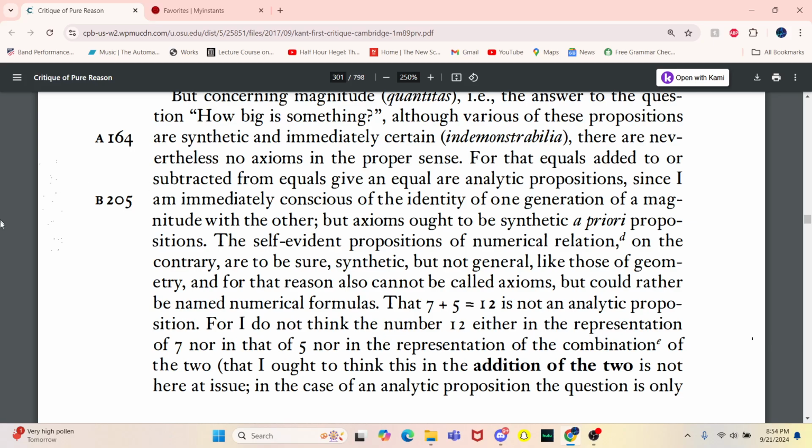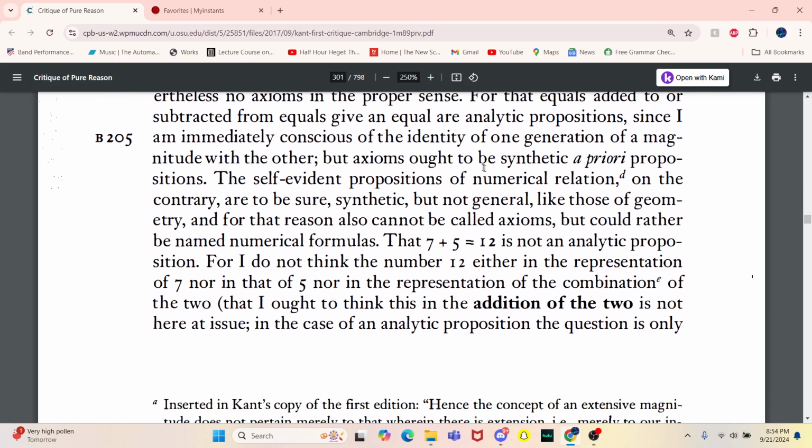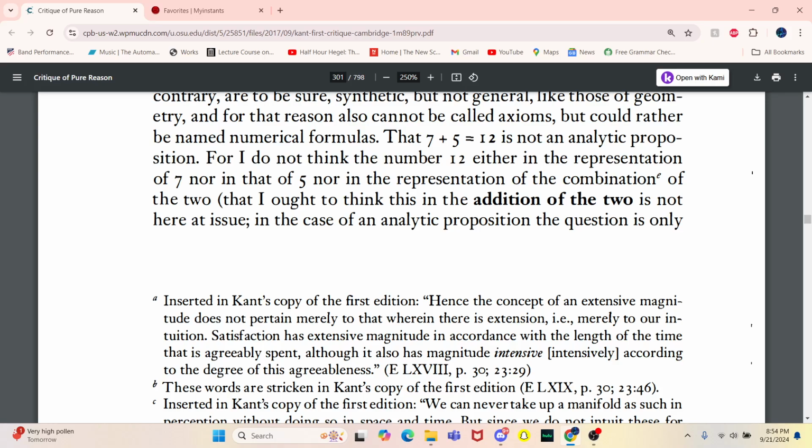The self-evident propositions of numerical relation, on the contrary, are to be sure synthetic, but not general. Okay, how are they not general? Like those of geometry, and for that reason they cannot be called axioms, but would rather be named numerical formulas. Should be formulae. Translation, come on, Paul Guyer and Allen Wood, what are you doing?